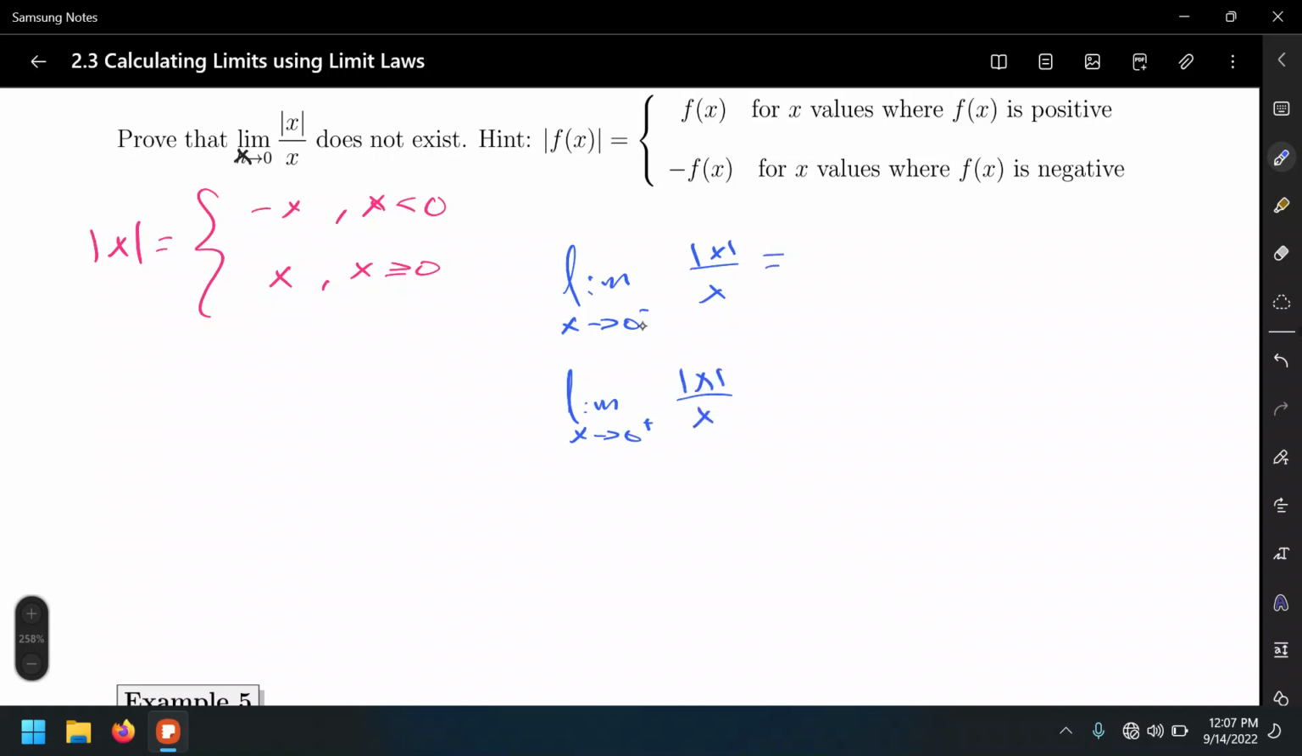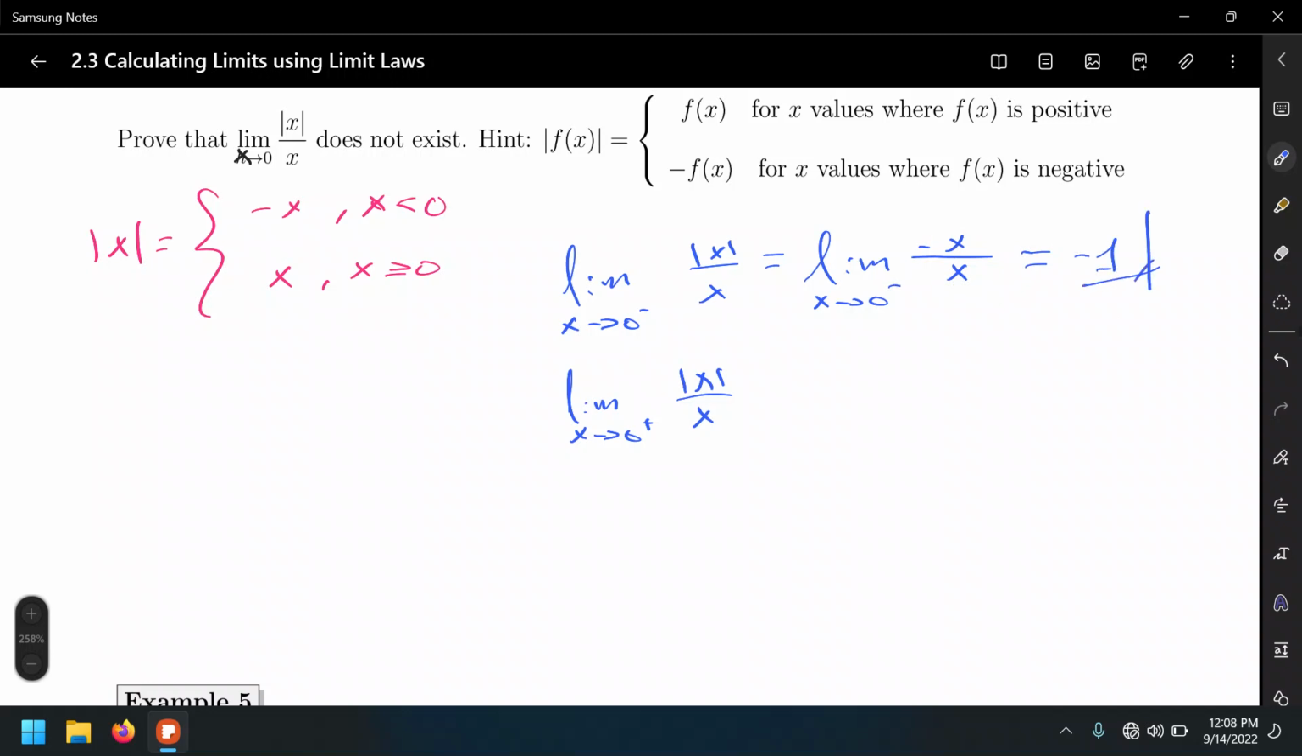Well, approaching from the left means for all values of x that are to the left of 0. That means negative values. This means that we will replace this absolute value of x with negative x, and we'll divide this out. This will be negative 1.